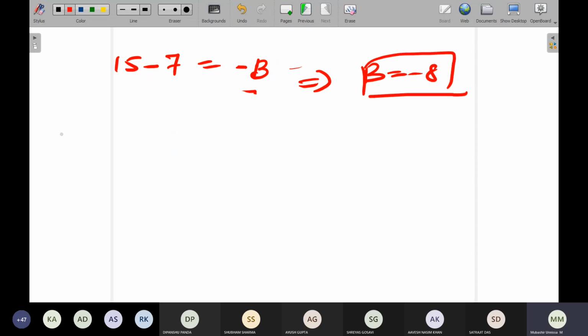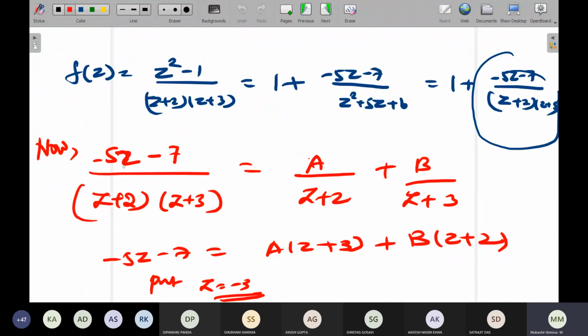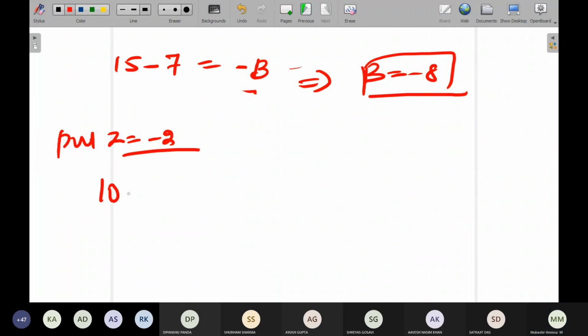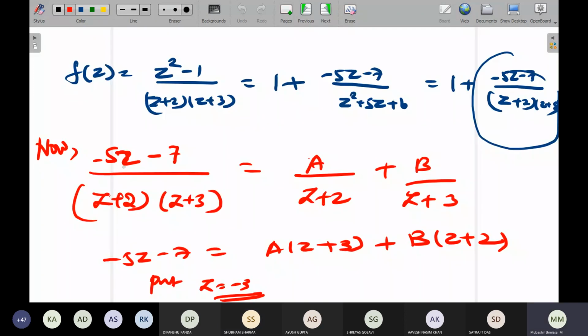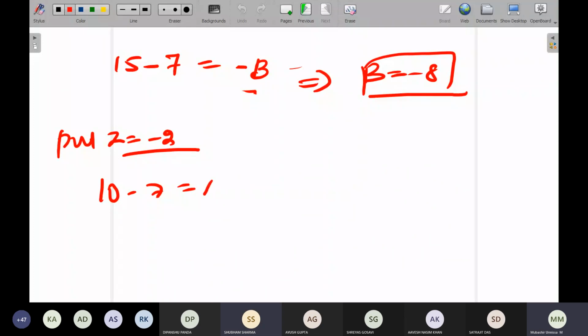This is over. Then put z is equal to minus 2. When you put z equal to minus 2, what will happen? You will get plus 10 minus 7. And on the right hand side, you are putting minus 2, right? So what's the value of a? A is equal to 3.